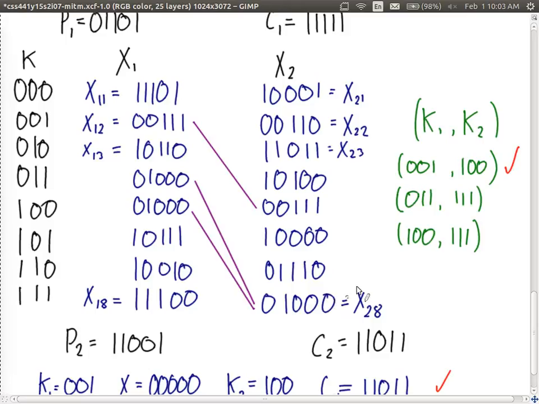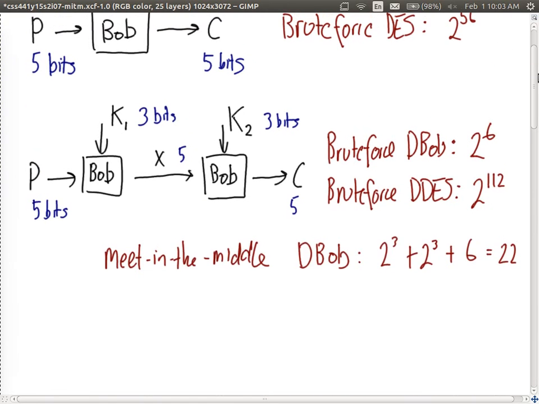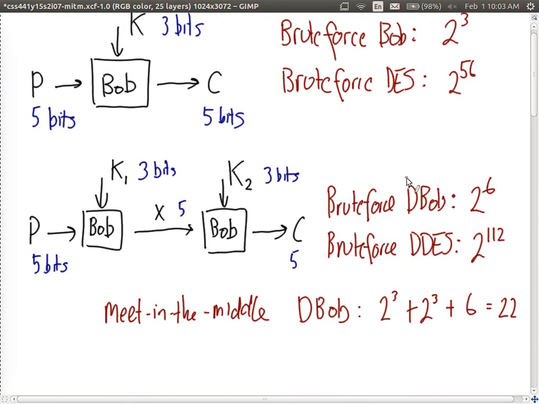We'll come back to that in a moment. Let's summarize the numbers. With a brute force on double bob, it would have taken 64 operations. Here, meet in the middle, in our specific case, took 22. We're about 3 times faster than a brute force attack, a third of the number of operations. So that's good. That's where this attack is better than brute force, because we can find the key in less time.